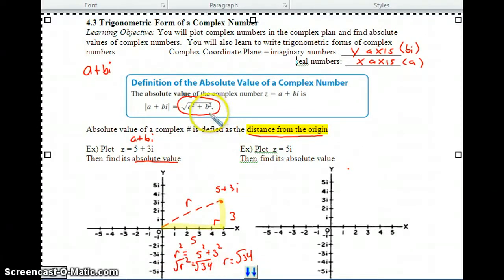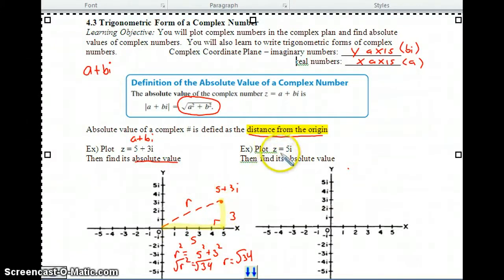And that's essentially what this formula up here is doing. You're taking the a value, which in ours was 5, and the b value, which in ours was 3. You're squaring them, adding them together, and then taking the square root. So we're just using the Pythagorean theorem to find this distance.